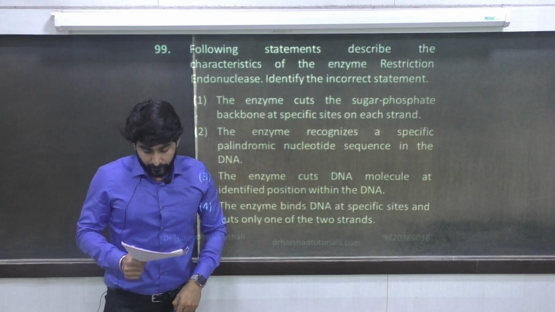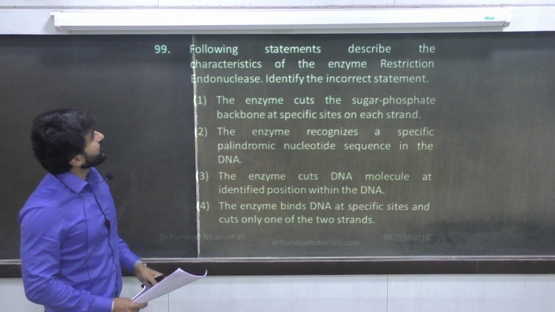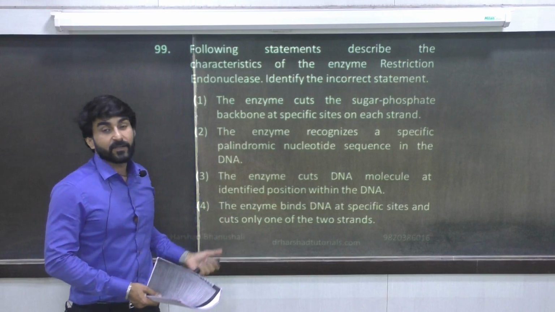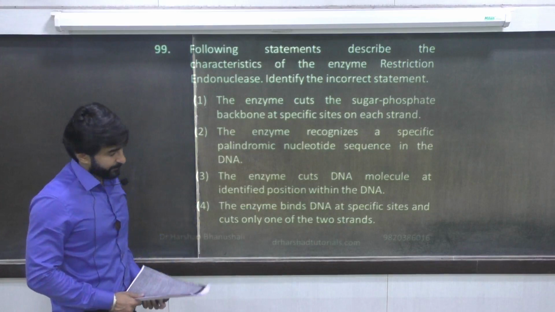We go to the next question, that's question number 99. It says, following statements describe the characteristics of enzymes restriction endonuclease. Identify the incorrect statement. We have to find out which statement is not the correct one. Now, this is a question of genetics.